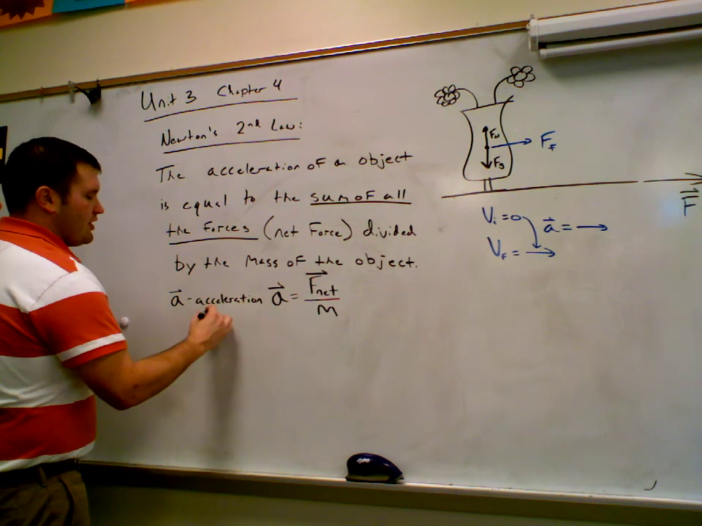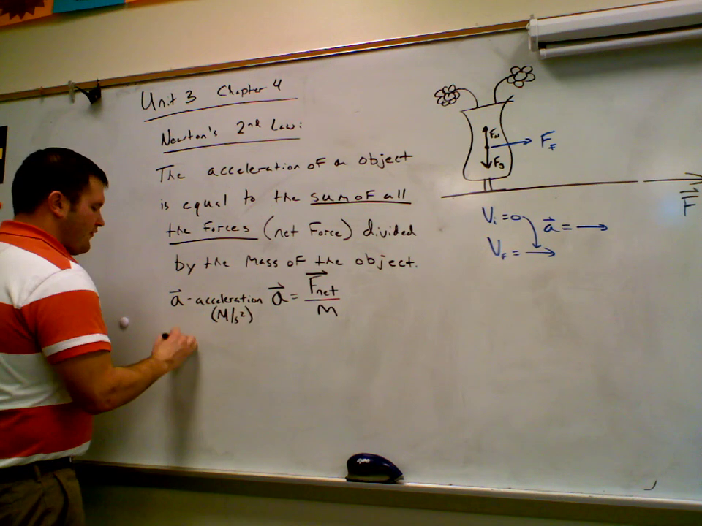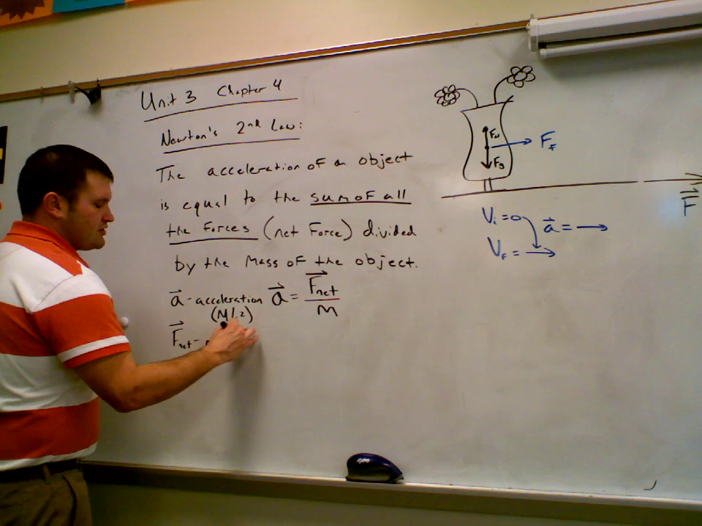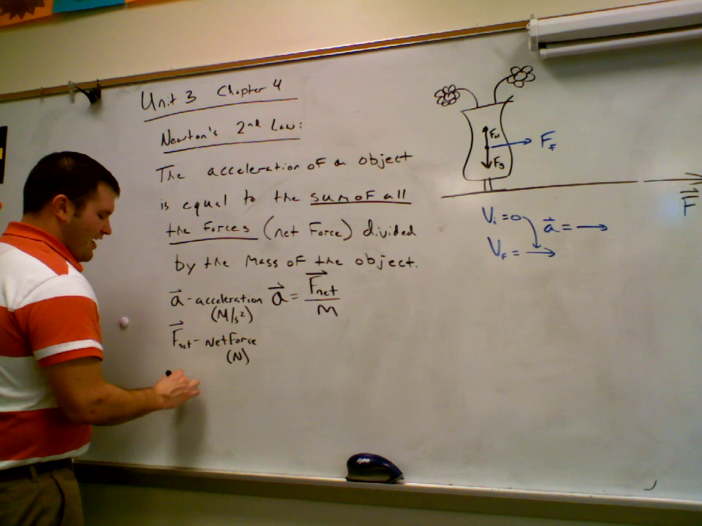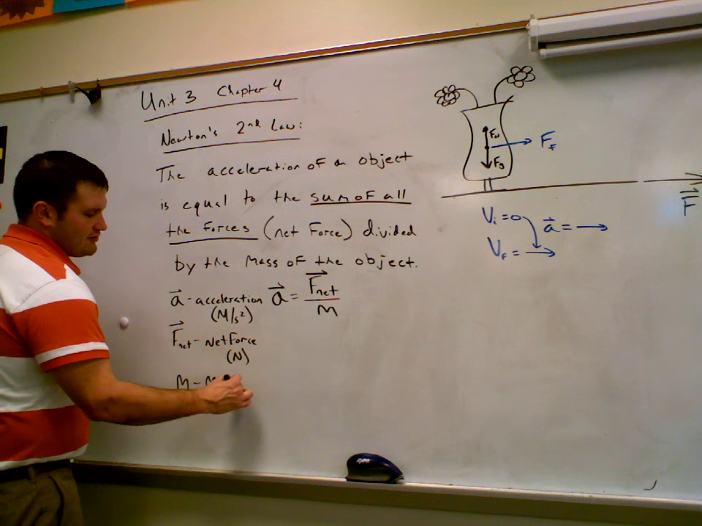What units is acceleration in? Meters per second squared. Very good. F net is net force, and that's in newtons. And m is mass, and that's in kilograms.